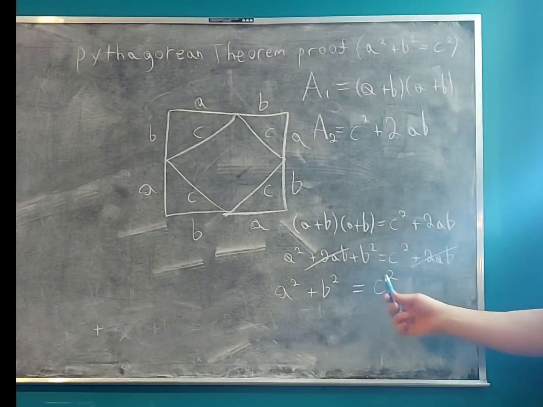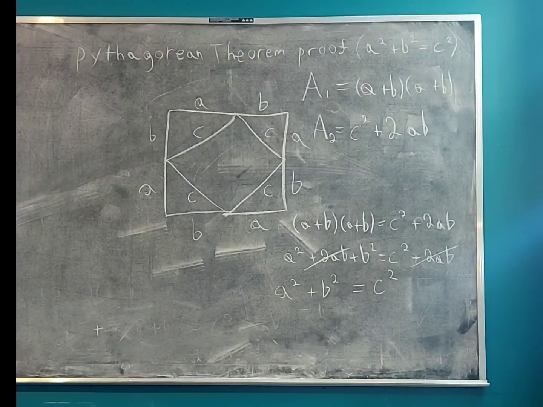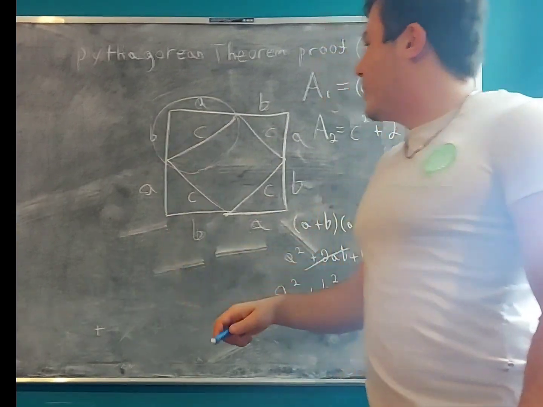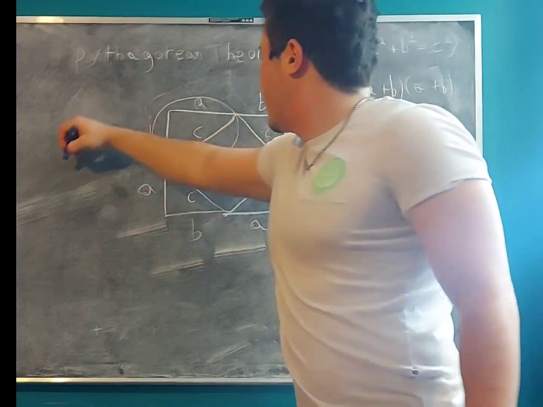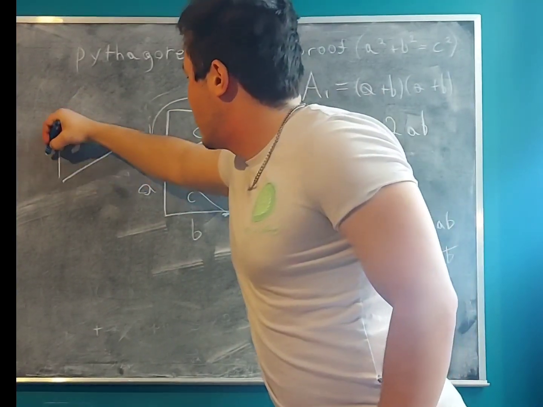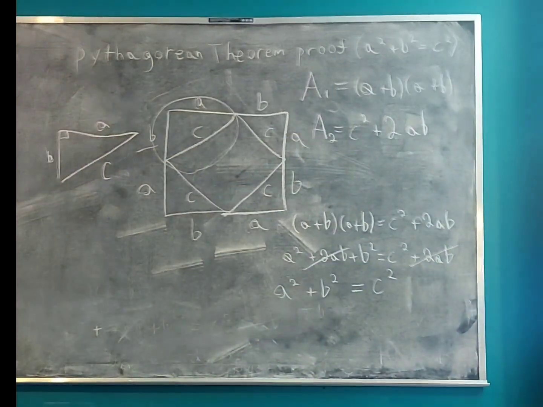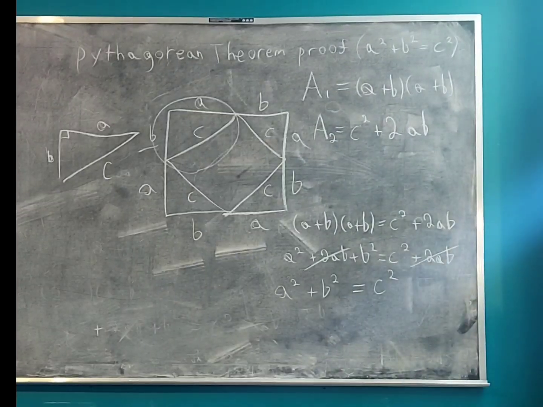And look what we have. We're left with the Pythagorean theorem. And that is a proof right there. Because if we zoom in on one of these triangles, you'll find that it's nothing more. So this just proves that the Pythagorean theorem is true.